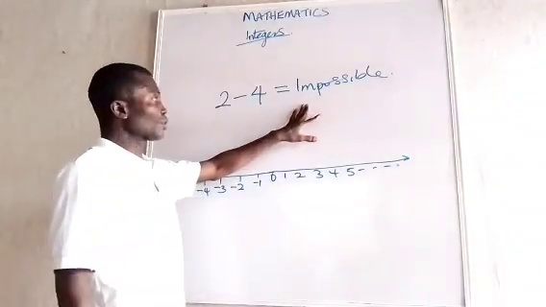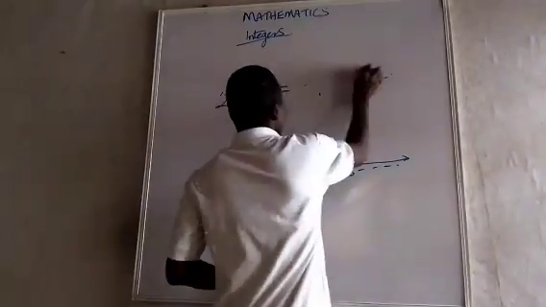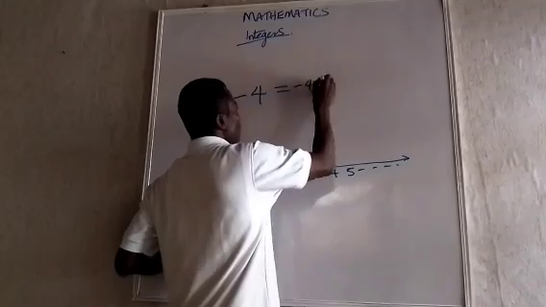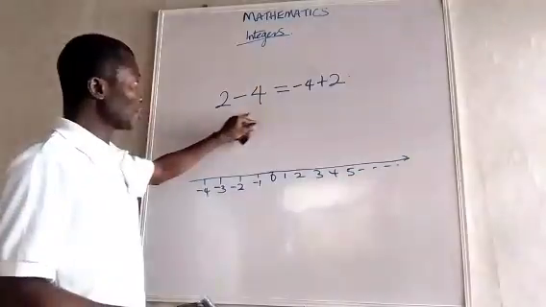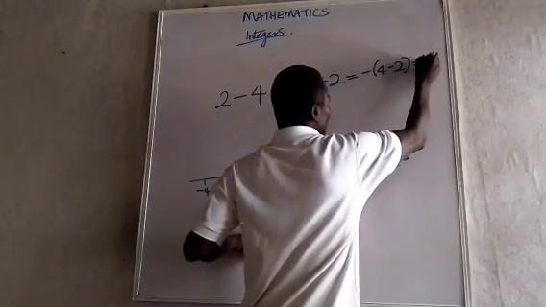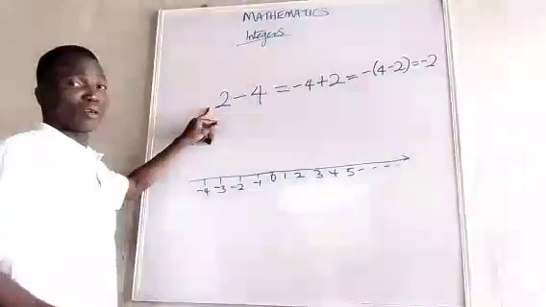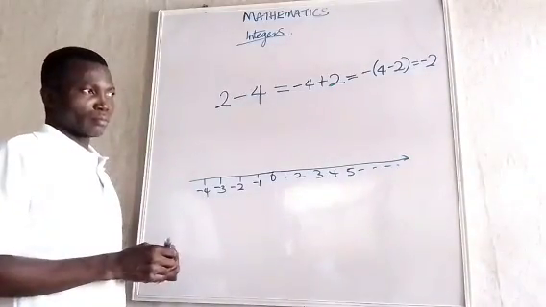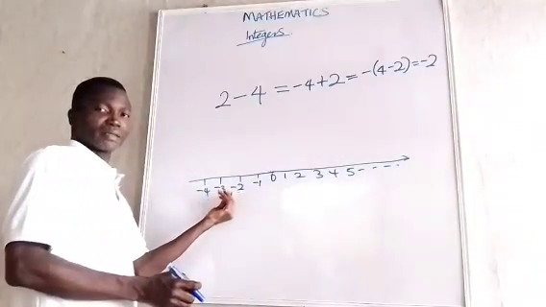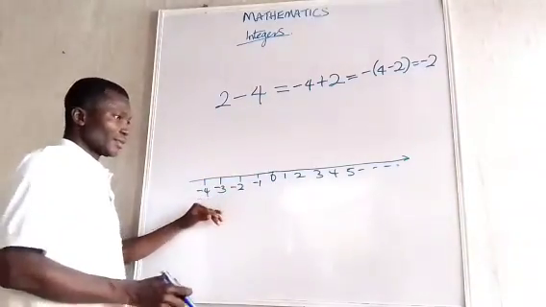So this one that we used to refer to as impossible has now become possible with the help of integers. And this will be equal to minus 4 plus 2. That's what it means. It will be equal to minus 4 plus 2, and this is equal to minus 2 because 2 is there. So when you subtract a bigger number from a smaller number, it does not mean that thing cannot be done. It means that it will come towards this side, the negative side. So that is why we have the number set we call integers. It has the positive and the negative.